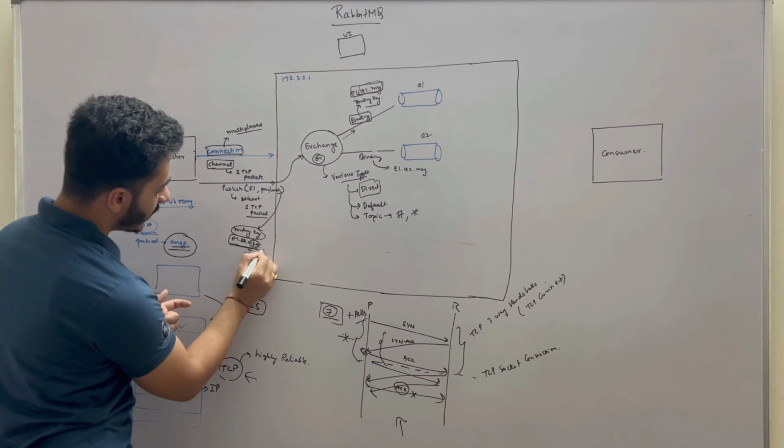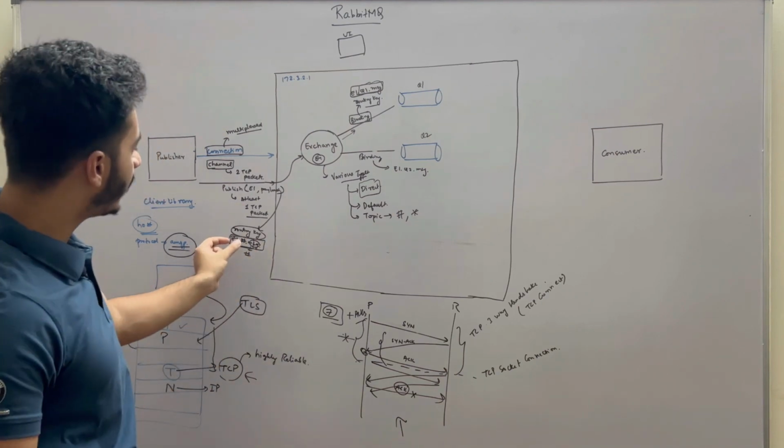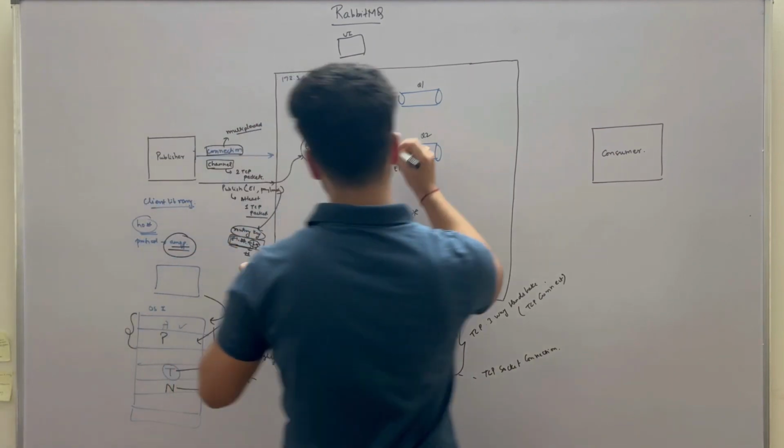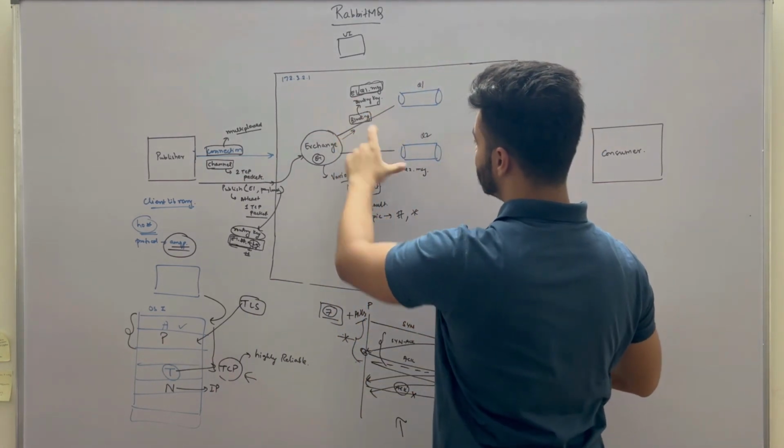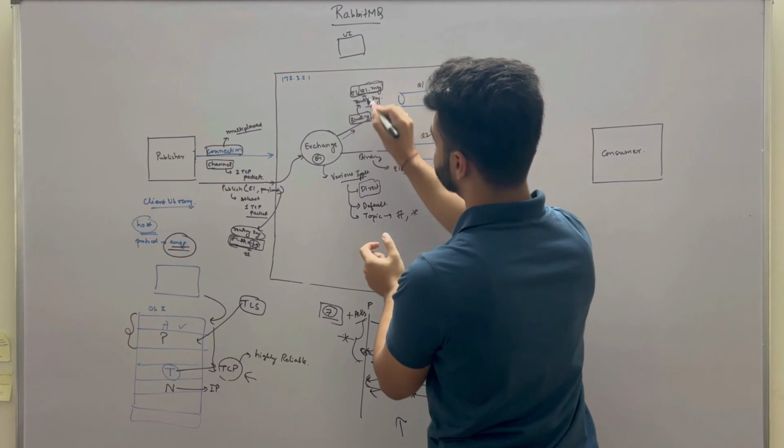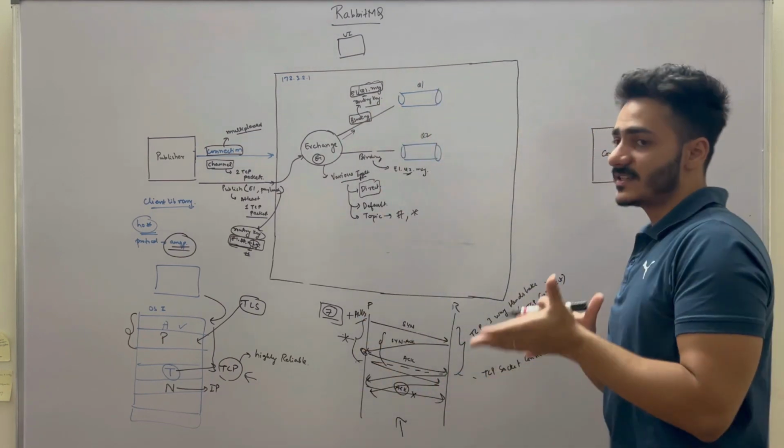So suppose, let's say the routing key is this e1.hash.message, then also it will be routed to both the things, because the only thing that is different between these two routing keys is this thing. So this is the topic exchange.